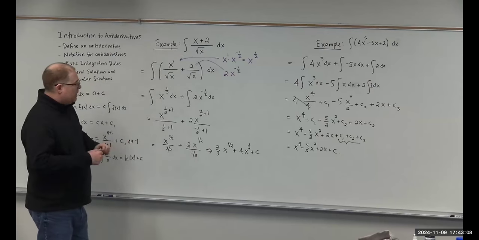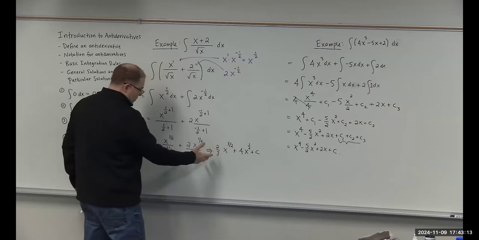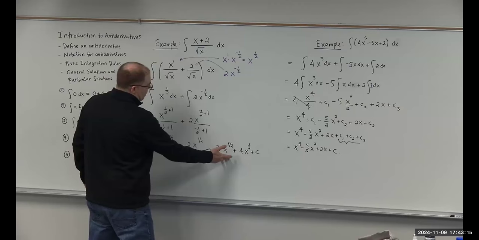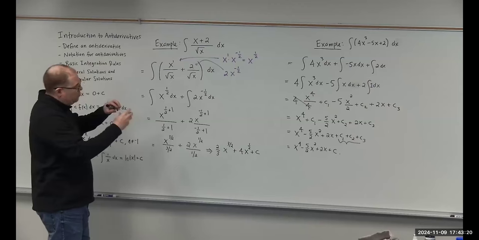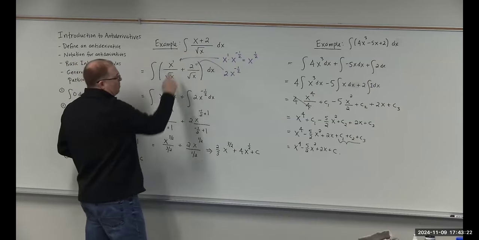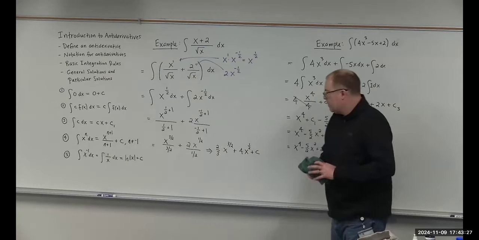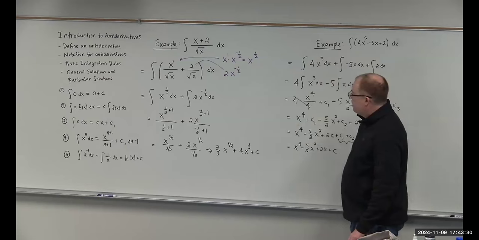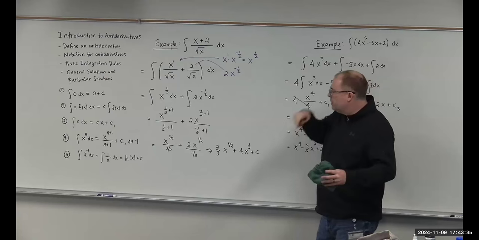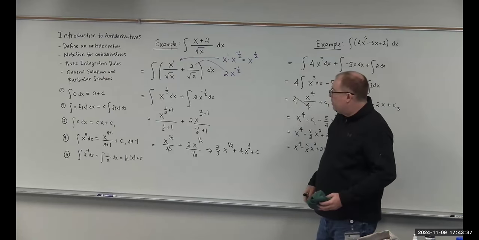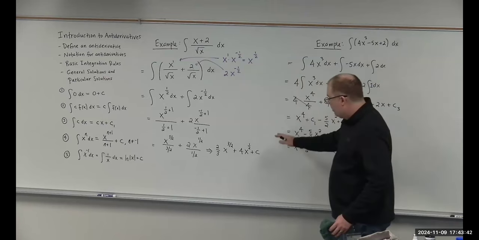Now this one's a little bit hard to check. If you want to check your results, you take the derivative of this. You're not going to get this directly, so you have to take the derivative and go through some of the algebra to get back to this form. But that is the process. So we're able to rewrite the function algebraically, and then we can go ahead and apply the power rule. And then we add on our integration constant.